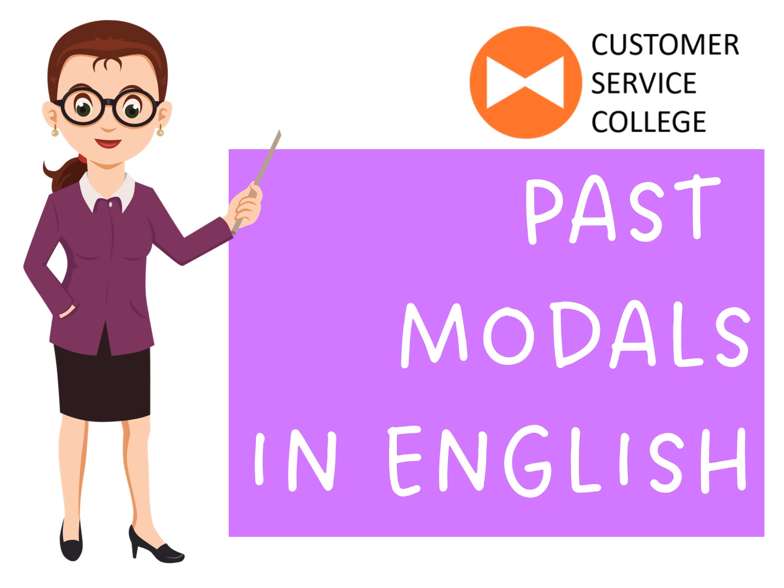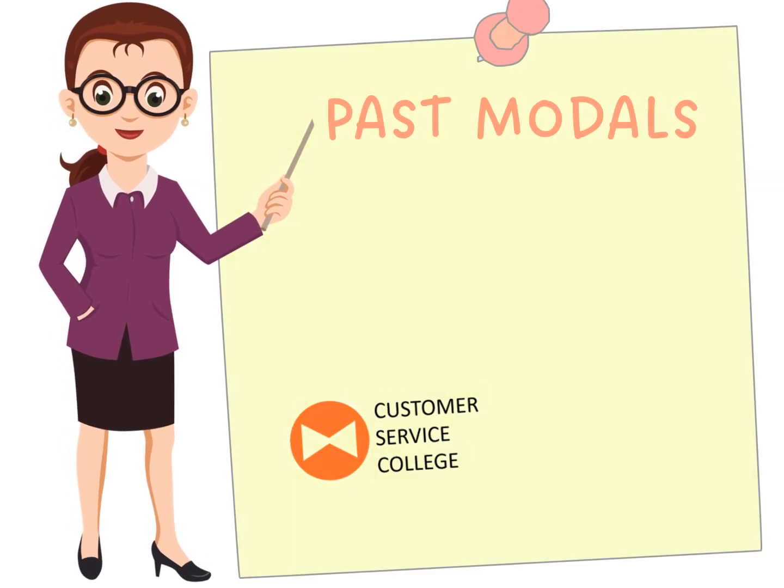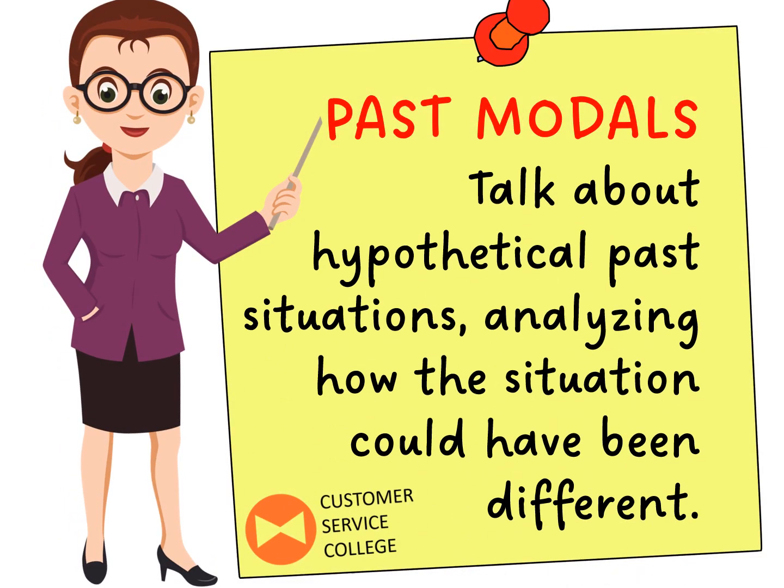In today's session, we will review past modals in English. Are you ready to start? Before we begin, let's go over the purpose of past modals. We use past modals in English to talk about hypothetical past situations, analyzing how the situation could have been different. We can also use them to speculate about something that happened. Let's take a look at some examples to better understand this idea.